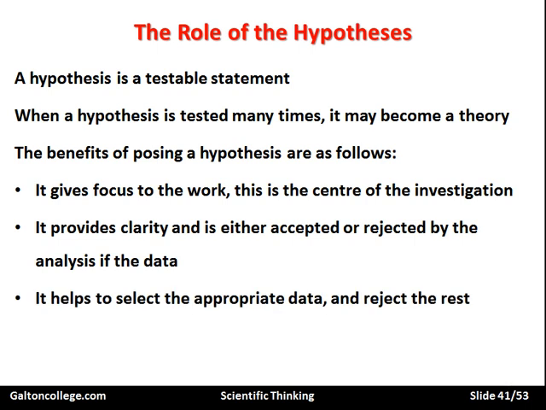It helps to select the appropriate data and reject the rest. So the hypothesis tells the researcher what data is necessary. Go back to my example. A fall in price leads to more sales. So what the researcher needs is data on price variation and data on sales variations. So those are the only two pieces of data that the researcher needs.